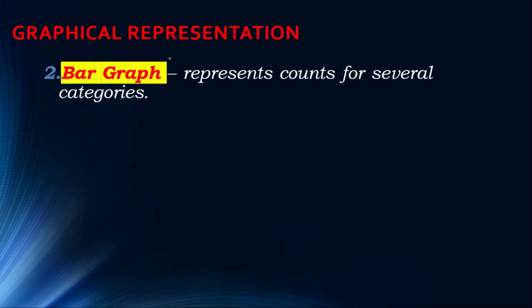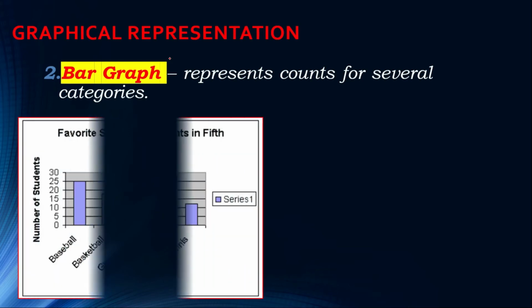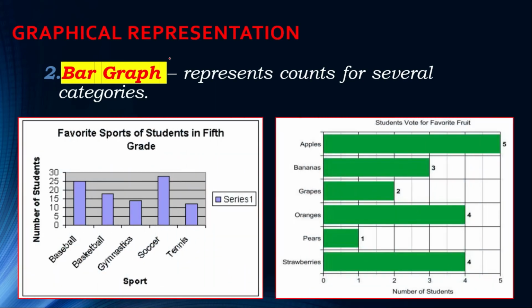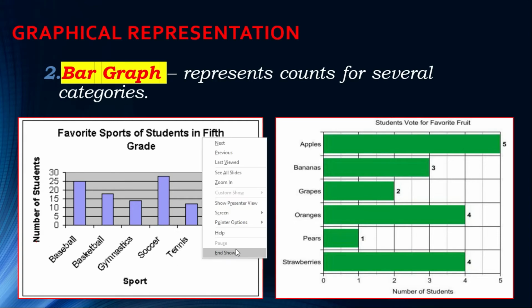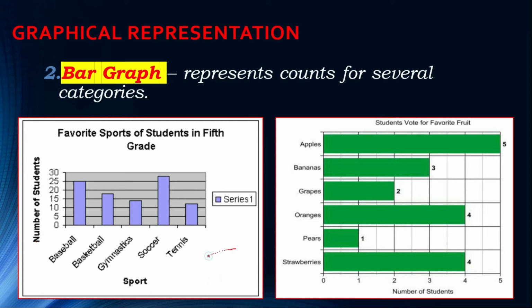So it represents counts for several categories. Okay, this uses parallel bars, either horizontal or vertical, to represent counts for several categories. So ayan, ito yung mga halimbawa natin. So yung graph na ito, it tells about the favorite sports of students in the 5th grade. So ito yung ating number of students. At ito yung ating mga categories. Ayan. Ayan. So, baseball, basketball, gymnastics, soccer, and tennis.